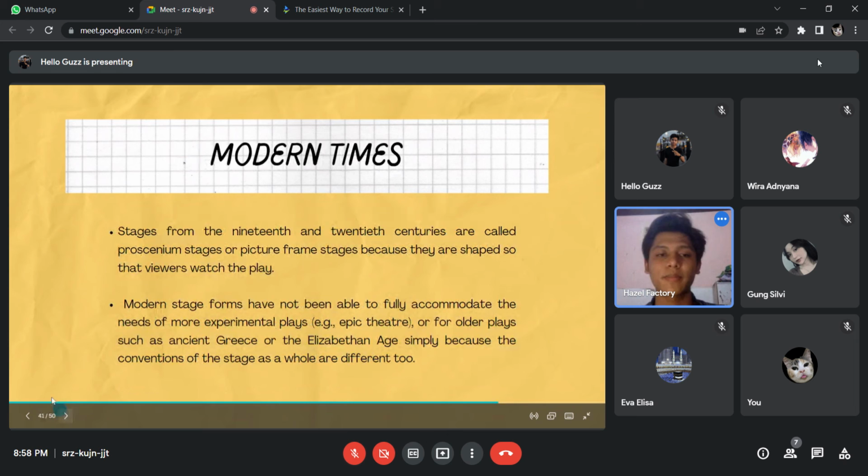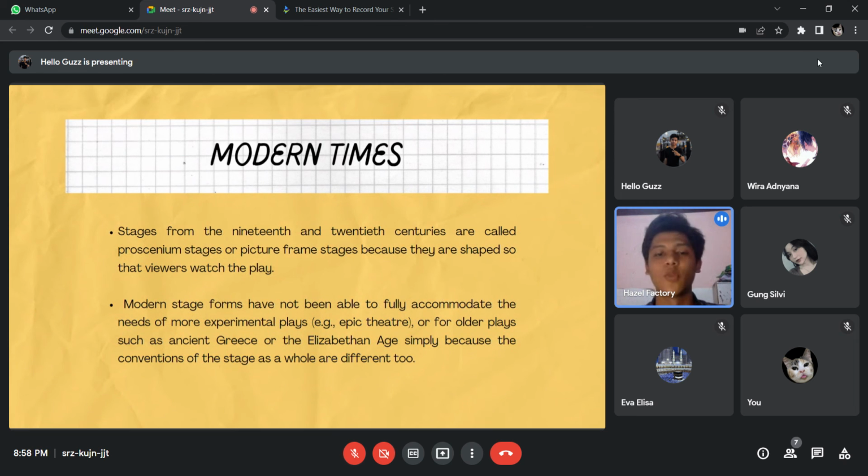Modern times. Stages from the 19th and 20th centuries are called proscenium stage or picture frame stage because they are shaped so that viewers watch the play. Modern stage forms have not been able to fully accommodate the needs of more experimental plays, or of older plays such as those of ancient Greece or the Elizabethan age, simply because the conventions of the stage as a whole are different too.